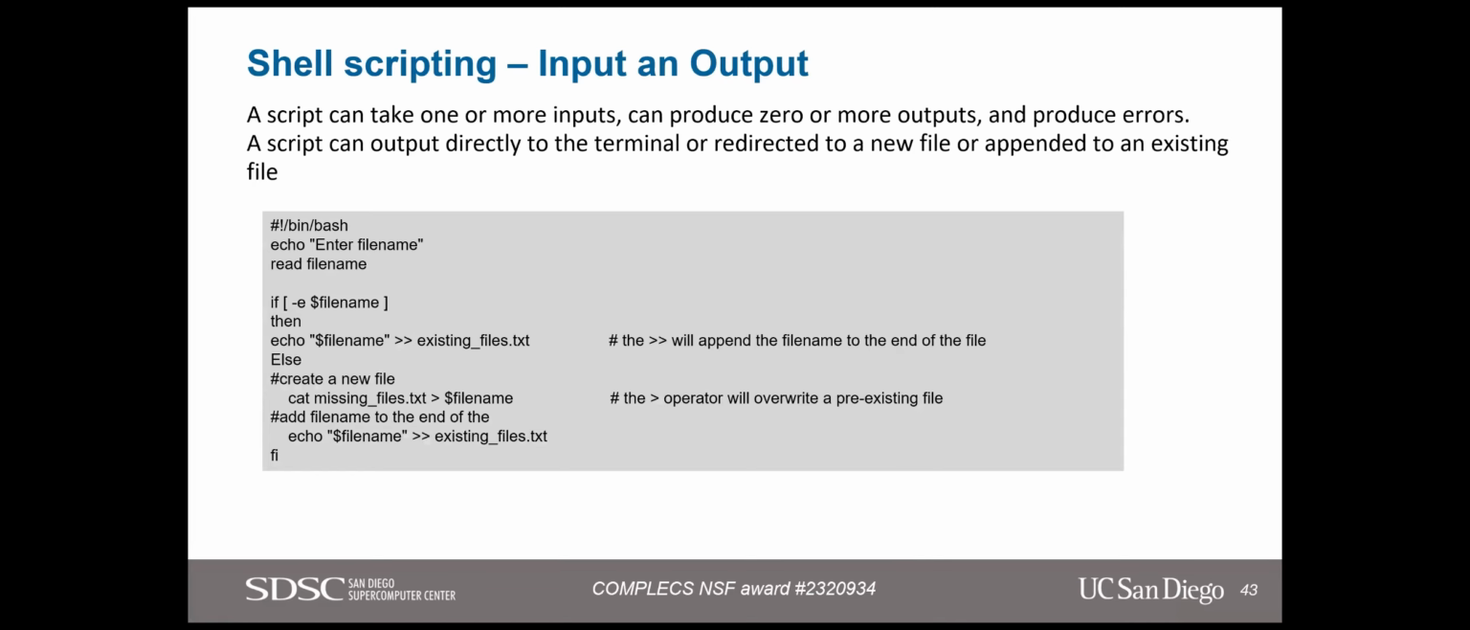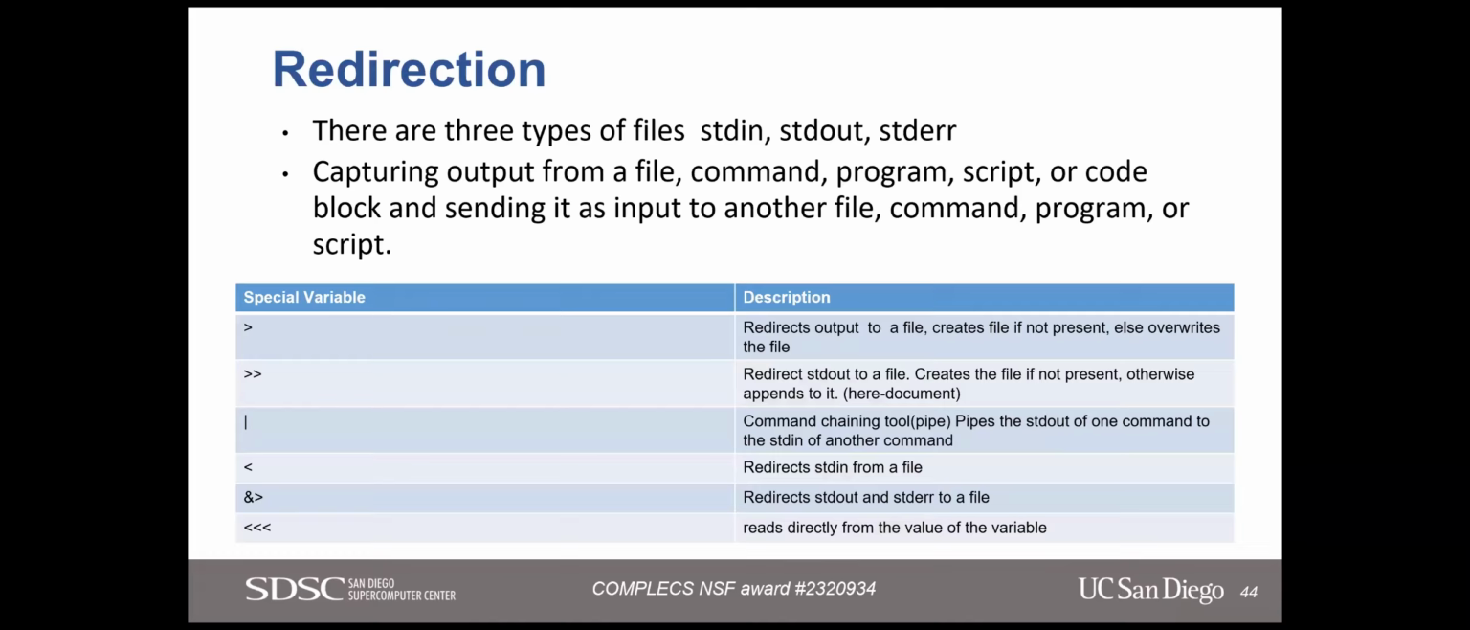Input-output is huge. A script can take in one or more inputs, it can produce zero or more outputs, and it can produce errors. As we saw before, the script can take input directly from your terminal, it can be redirected to a new file, you can append it to an existing file, and you can also read in from a file. This just gives you some examples of what is available, but let me step back, as that's a little out of order.